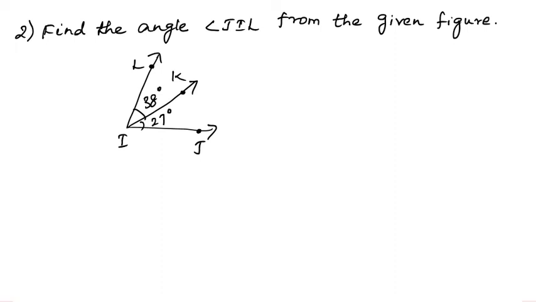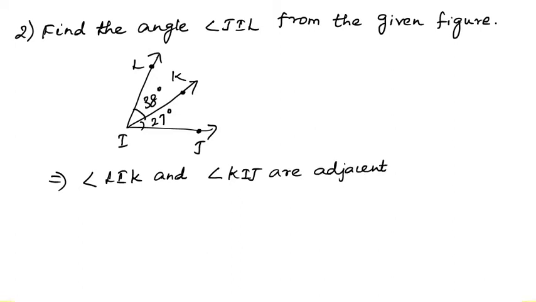Second question, find the angle JIL from the given figure. So from the given figure we can see that angle LIK and angle KIJ are adjacent angles. And from the given figure we can write angle JIL is equal to angle LIK plus angle KIJ.